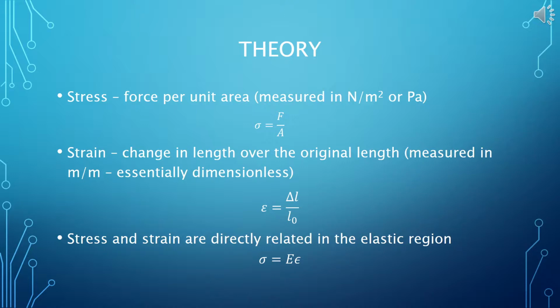Strain is defined as the change in length divided by the original length, which is measured in dimensionless units of meters per meter in SI. In the formula below, strain is represented by the Greek letter epsilon, and L represents the length.